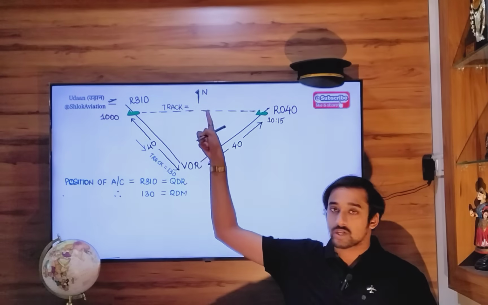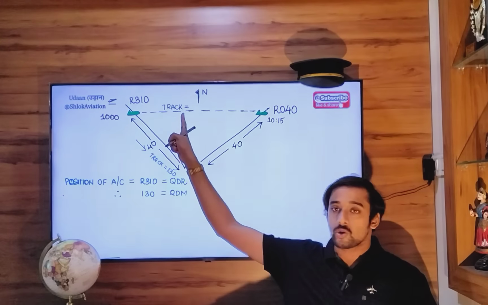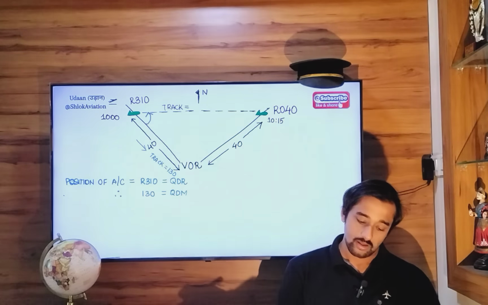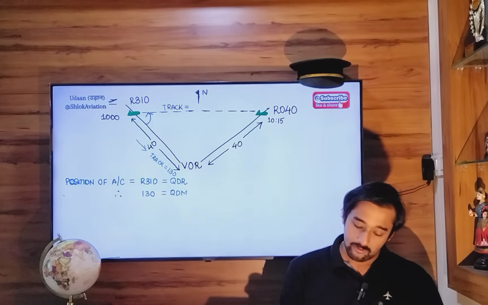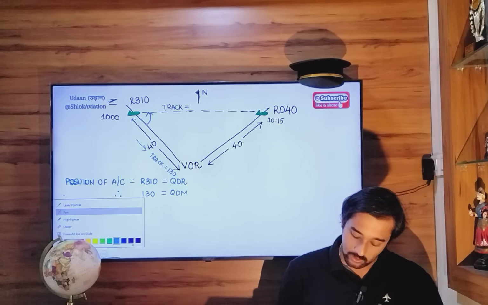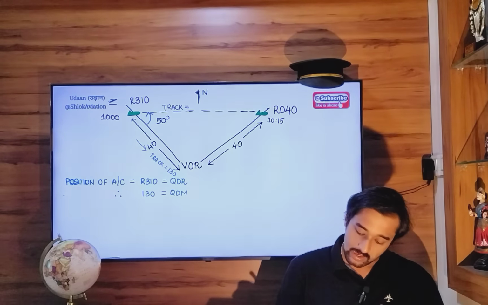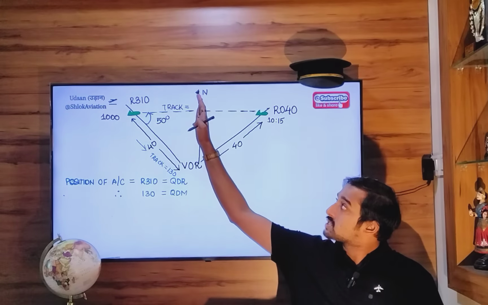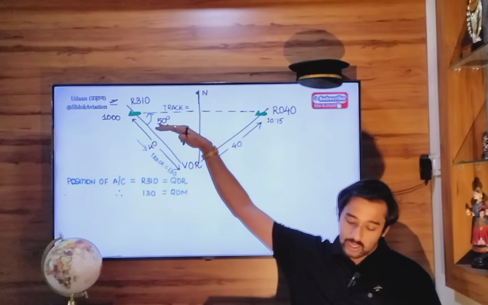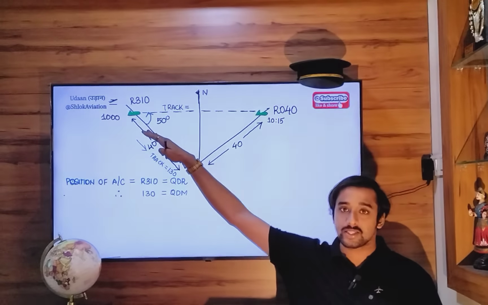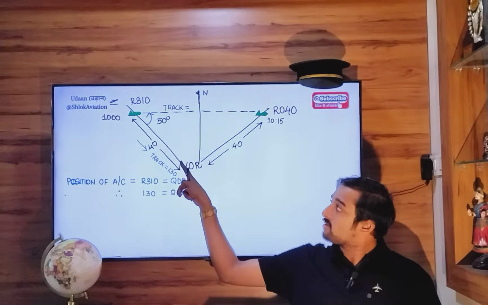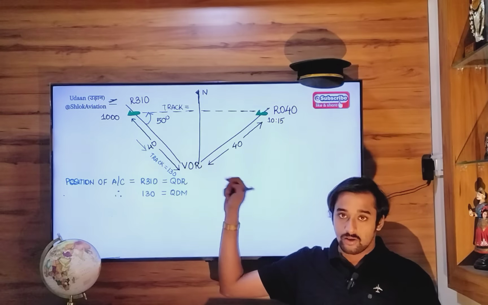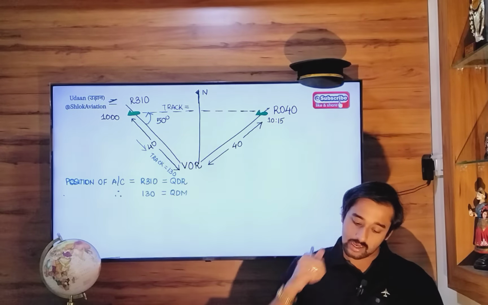We have to find this track. That we will come to know when we know this angle. Now, how much is this angle? This angle will be 50 degrees. How? We know this is 360, 350, 340, 330, and so on up to 310. So the angle between 310 and 360 will be 50 degrees.